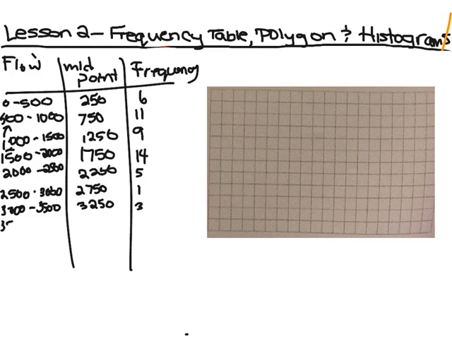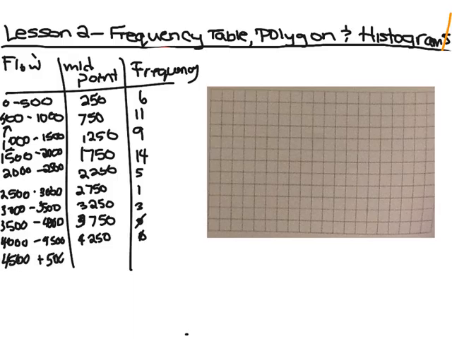3,500 plus 250 is 3,750. We've got none of those. 4,000 plus 250 is 4,250. None of those. And 4,500 plus 250 is 4,750.